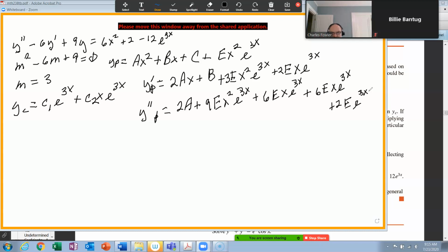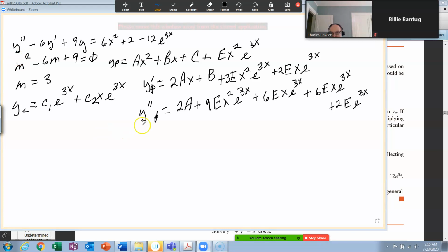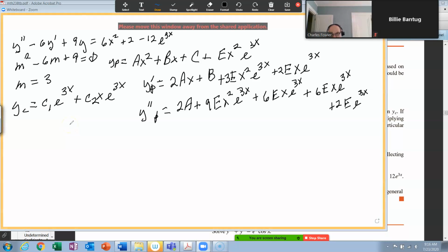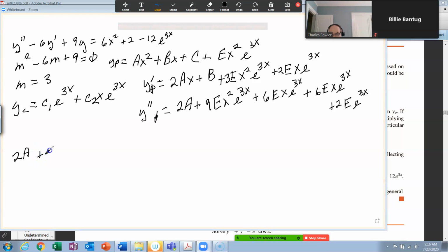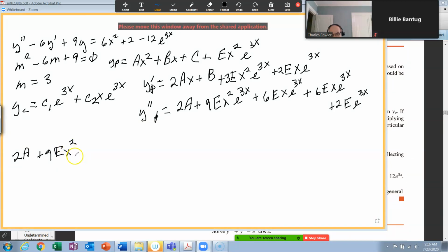Now, if you see I'm making an error, please stop me and show me, or tell me, or we'll correct it. All right, so now what we got to do is write all this mess down here in our original differential equation. So first we got to write our y double prime. Okay, now let's start by being a little bit smarter about it. There's only one term with a in it, and that's just 2a. So we'll write that down. If I can get the pen to show up here. There it is. So 2a. Now, here is the one and only term with the x squared e, so that we'll just write that one down. Plus 9e x squared e to the 3x.